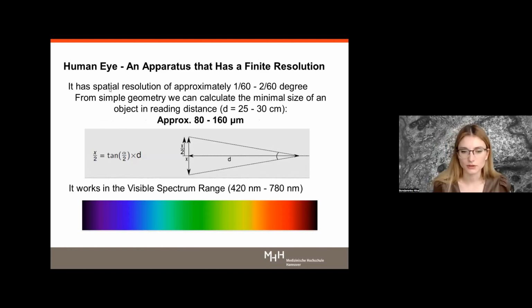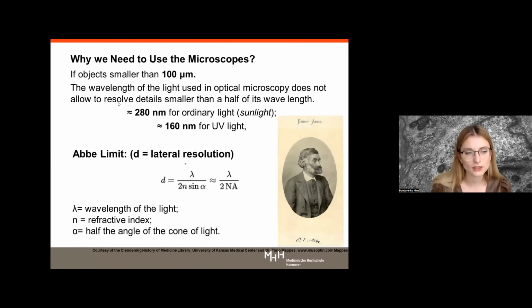The human eye is an apparatus that has finite resolution, and if you calculate, we can understand that the maximum resolution of our eye is near 100 micrometers. Our eyes work in the visible spectrum of light, and for this reason we have to use microscopes. Why do we need to use a microscope? If we want to investigate objects smaller than 100 micrometers. And the wavelength of the light used in optical microscopy, as I told, does not allow us to resolve details smaller than half of its wavelength.